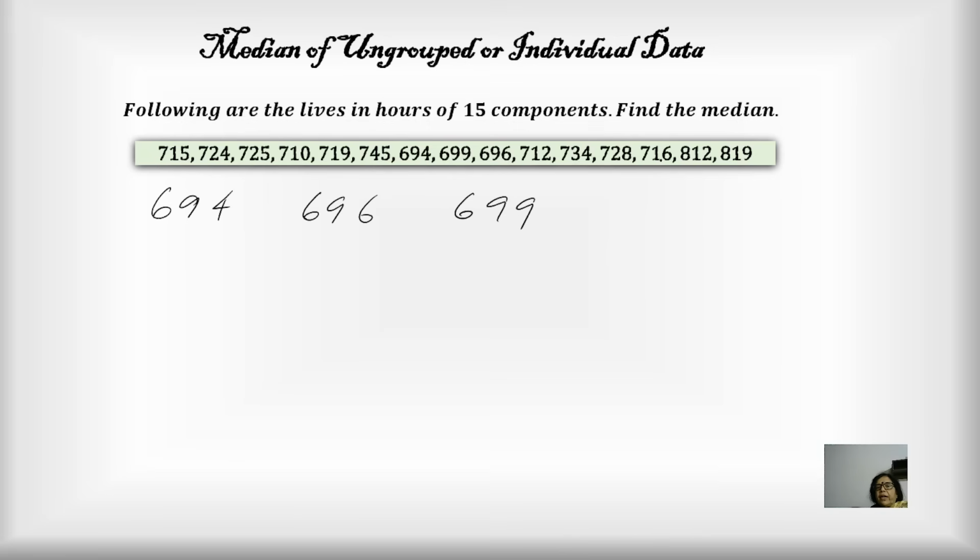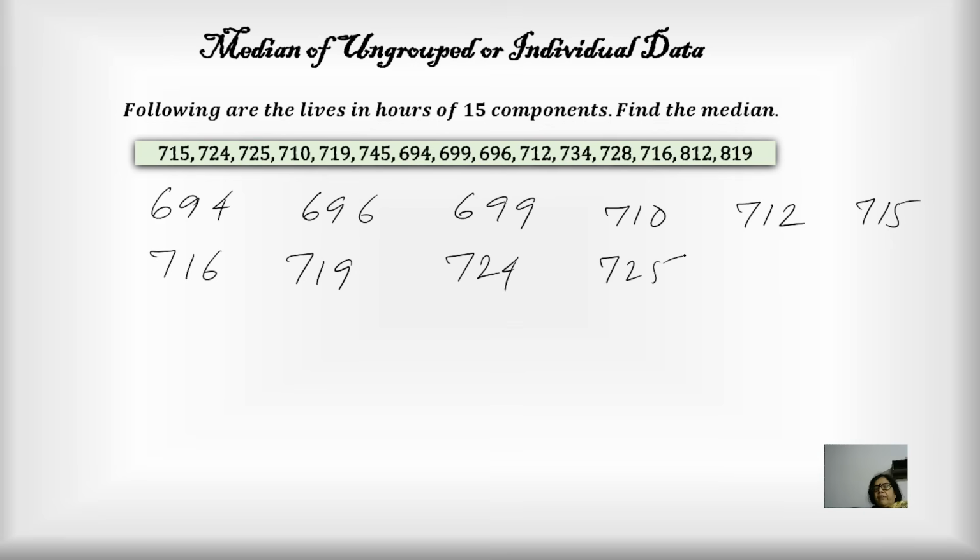Now we move to 700. So 700 is the next value, then 710, then 712, then 715, then 716, then 719. Then we have 724, 725, 728, then 734, then 745, then we have 812 and 890.